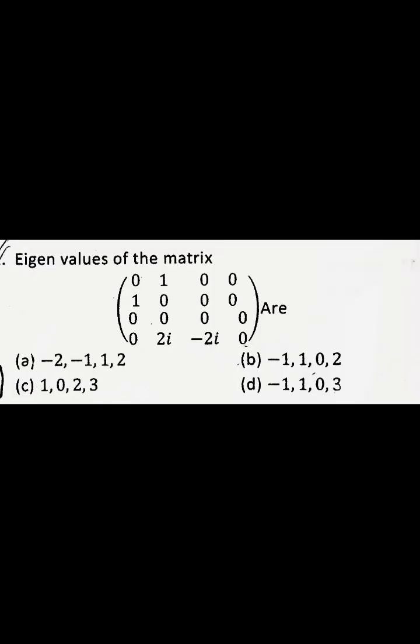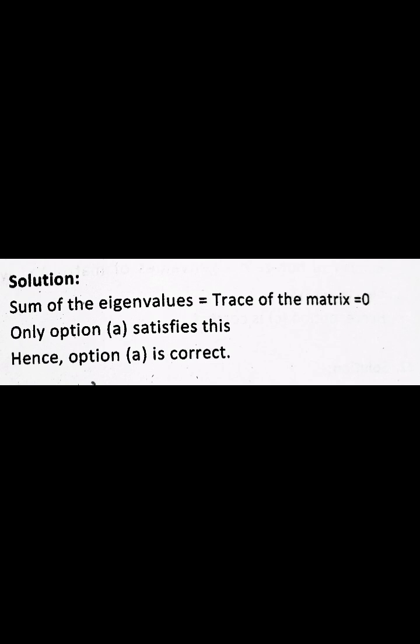Next question is, the eigenvalues of the matrix 0 1 0 0, 1 0 0 0, 0 0 0 2i, 0 0 minus 2i 0 are dash. We know the sum of the eigenvalues is equal to the trace of the matrix. Here the trace of the matrix is equal to 0. So we should select an option that satisfies the trace as 0. So the answer is option A.